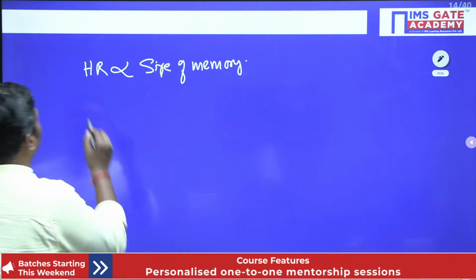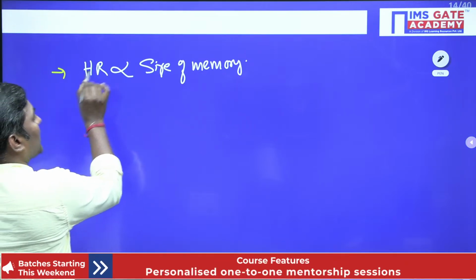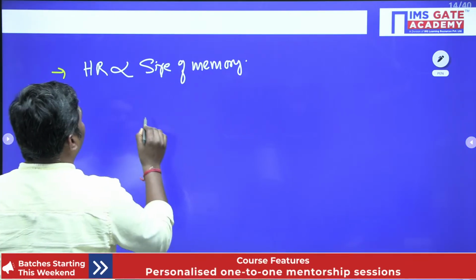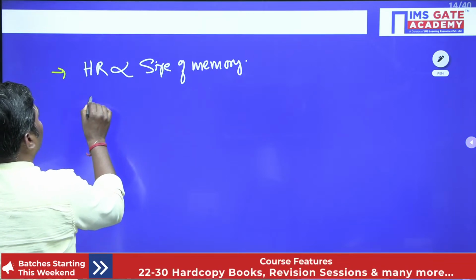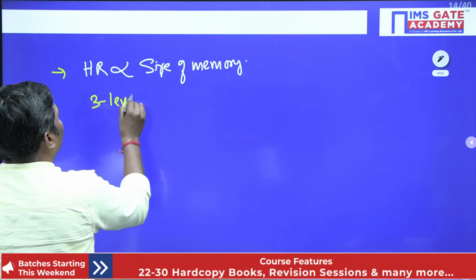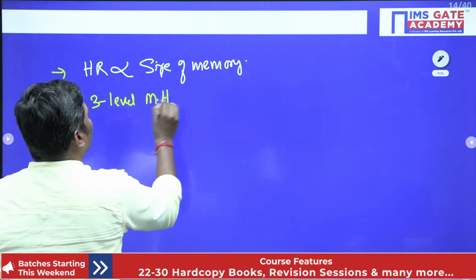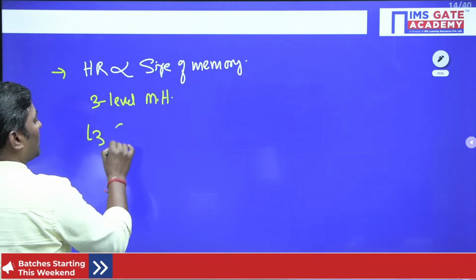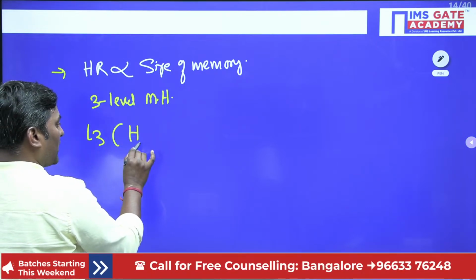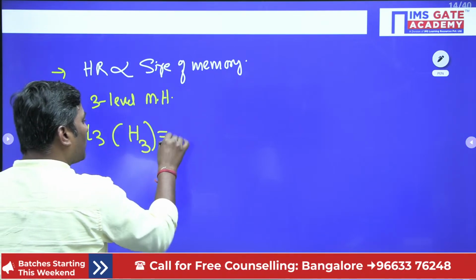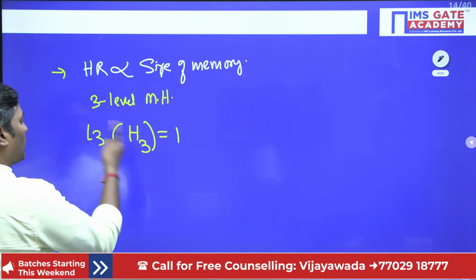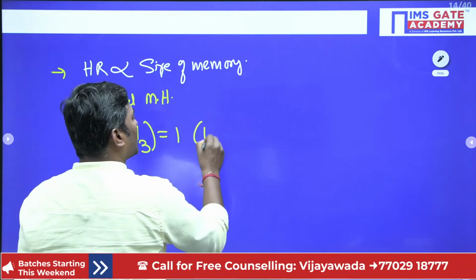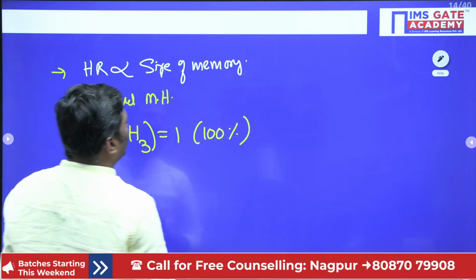That's what I said now, one point: the hit ratio is directly proportional to the size of the memory. Suppose in a 3-level memory hierarchy, I take level 1, level 2, and level 3 memory. If I take H3 as the hit ratio of level 3, this will be 1. The hit ratio of level 3 is 1, nothing but 100%, everything is available.